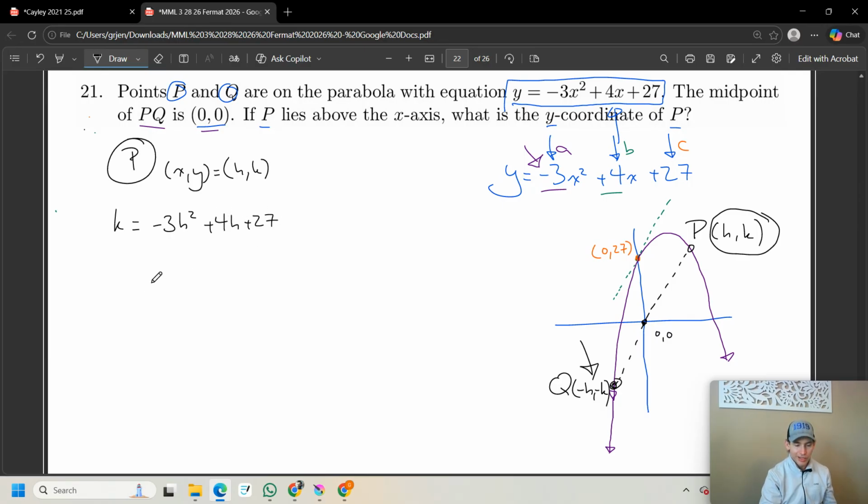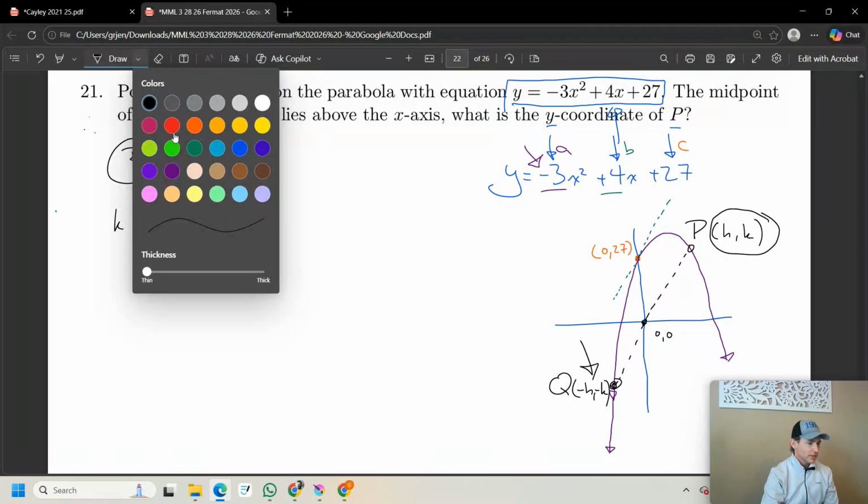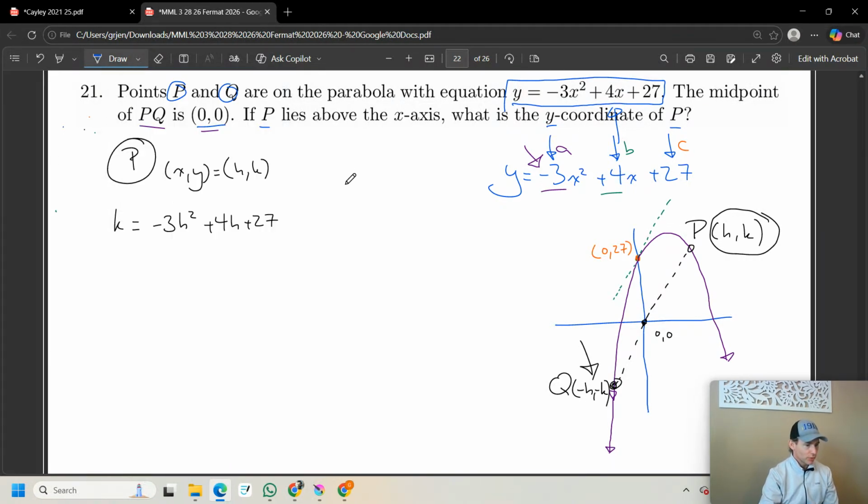All right, and there's nothing else I can do with that. Don't try and factor or anything like that. We're not going to need that. Okay, next I might say like, well, what can I do with point Q? Okay, well, let's try point Q. That's where xy equals negative h negative k.